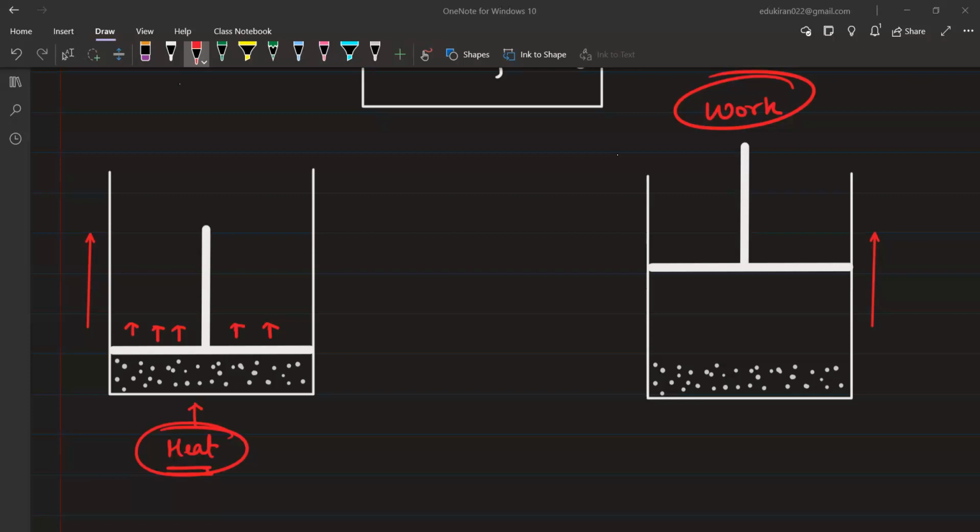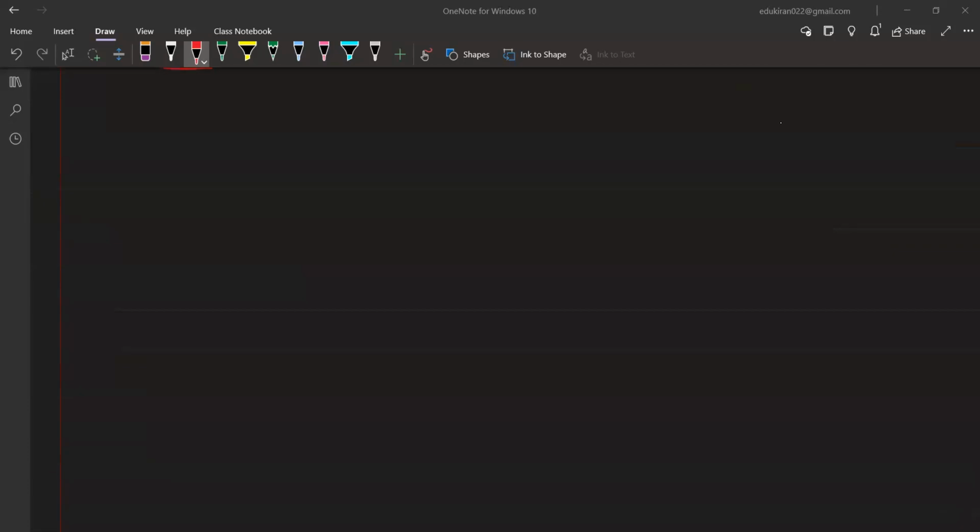What I am trying to say is that modes of transfer of energy are only two. It is heat and work done.